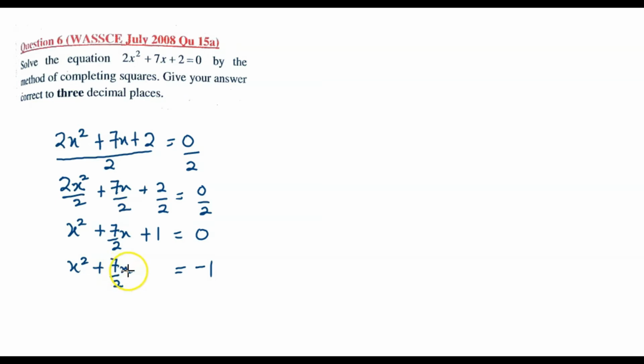We are adding it to both sides because whatever you do on the left hand side of the equal to sign, the same must be done on the right hand side. So in this case, our coefficient of x is 7 on 2. Let me do it as side work here. We half it, meaning we divide through by 2. This gives us 7 on 2 times 1 on 2, and that leads us to 7 on 4.